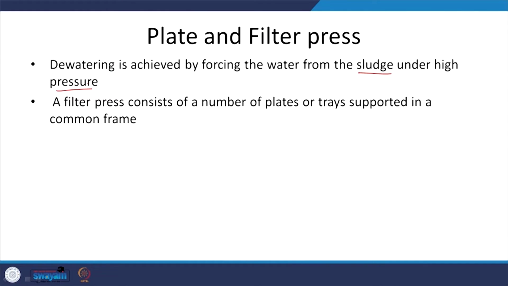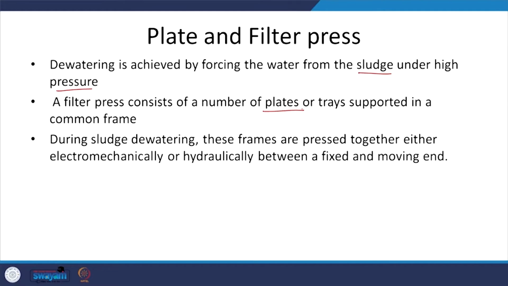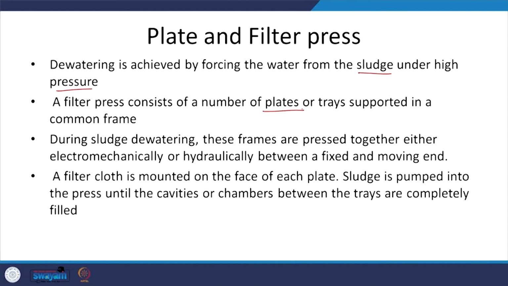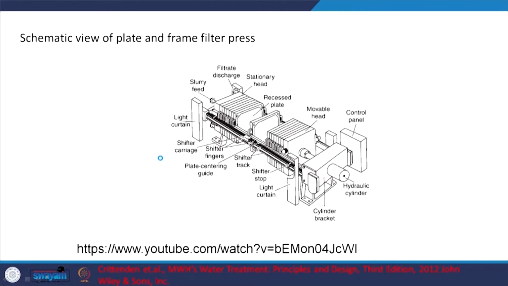And what does this filter press consist of? Firstly, we have a number of plates that are supported in a common frame. Let us look at the picture and that will be clear. During dewatering, these frames are pressed together, as I mentioned, and filter cloth is mounted on the surface of each plate, and then the water goes through this. Let me look at the picture. Okay, so, this is what you have.